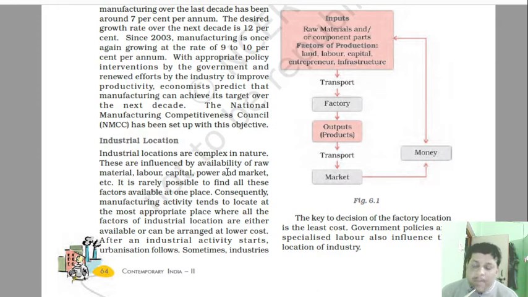Industrial locations are complex in nature. These are influenced by availability of raw material, labor, capital, power, market, etc. So establishing an industry doesn't depend on only one factor. They are numerous and very complex in nature. It may be raw material, it may be availability of cheap labor, it may be availability of capital, punji, it may be the power supply, it may be the availability of market.